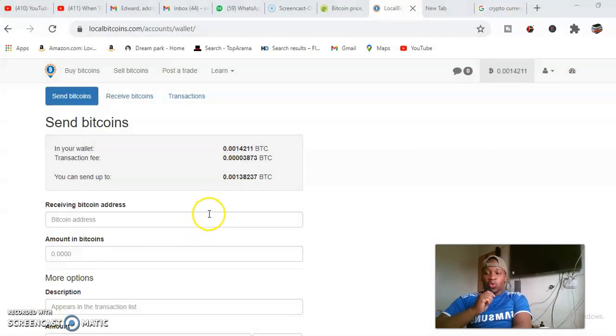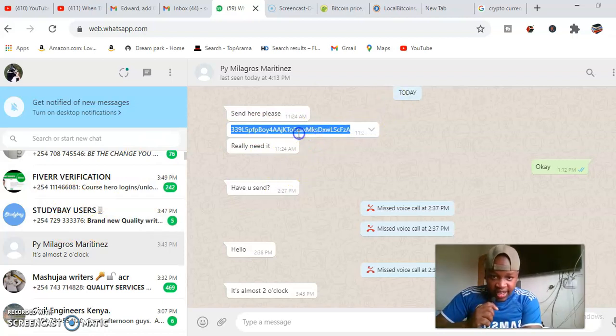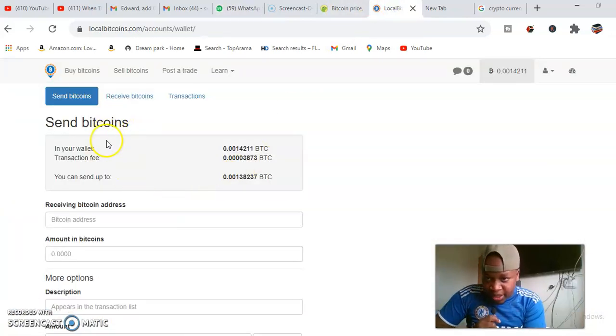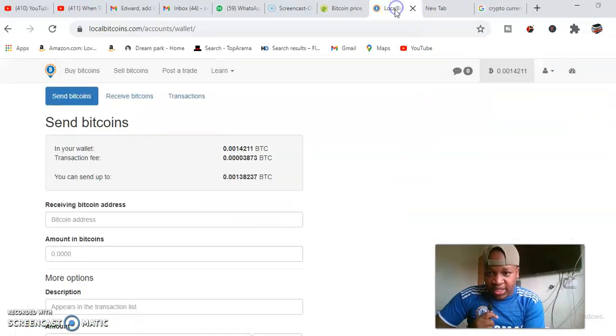So what we'll be doing, we'll go through how to transact, how to transfer Bitcoins. As we come to my WhatsApp, I see I have a client telling me, send me here. So this is the digital wallet address. This is the address that I'm going to send to. So we'll just copy it. Once we copy it, we'll come here at LocalBitcoins. You can see Send Bitcoin, receive or transact. In my wallet, I have 0.0142 BTC, and you have seen that 0.0144 BTC is $48.